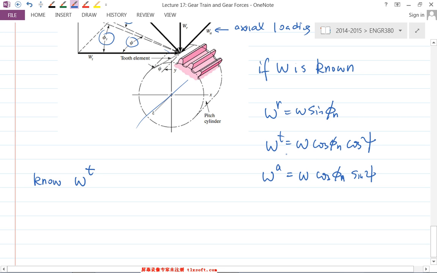Any questions? Starting from next week, we'll start to look at the design of gears.